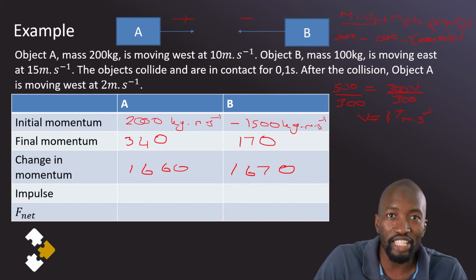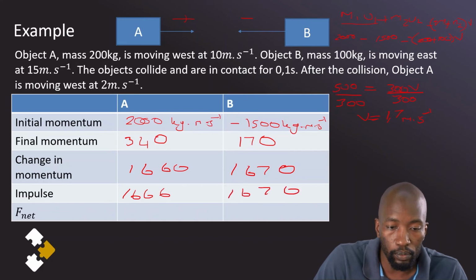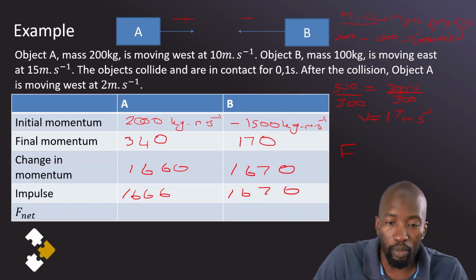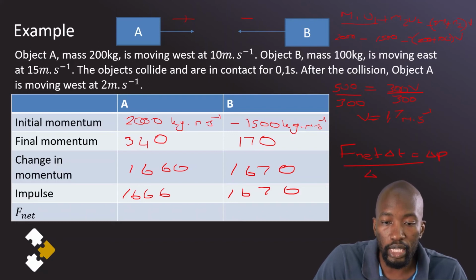Then what is the impulse? Remember, the impulse is the change in momentum. So it means that the change in momentum is equal to the impulse. So we can just say that's 1,660. Copy those values, put them here. Those are the same thing. Right. Now, what is F net? Remember, F net delta t is equal to the change in momentum. Then we can divide both sides by change in time. So these will cancel, so we can easily find F net by saying the change in momentum over the change in time.